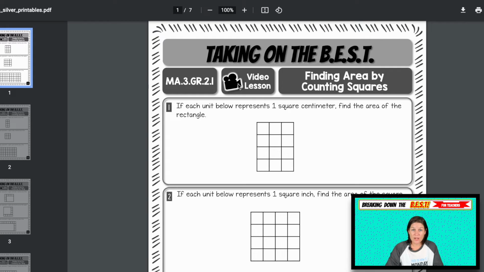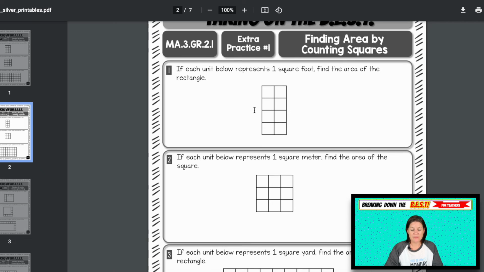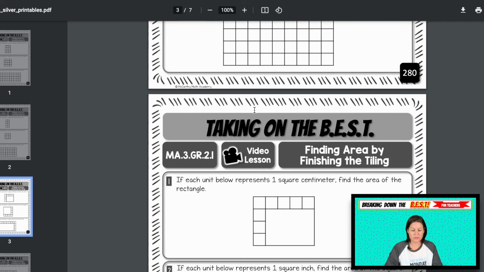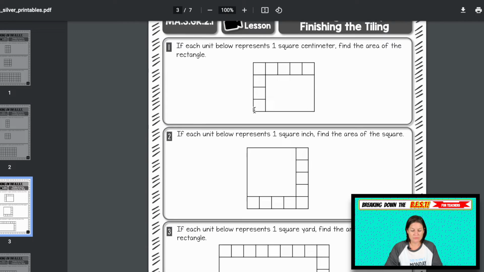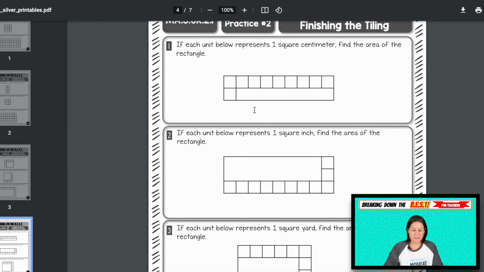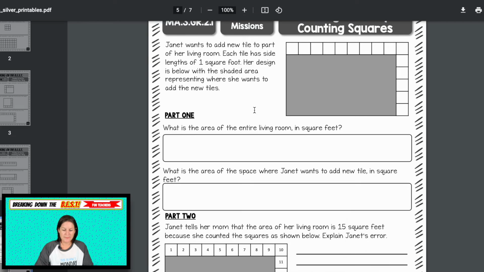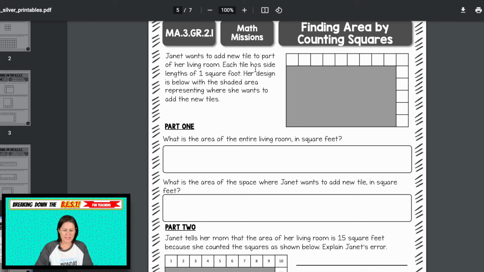So you can see here, this is the bronze video lesson printout. And then you have extra practice afterwards. So after your students watch it, you can make sure that they've got it down with extra practice after they've taken down their notes from the video lesson. Extra practice 2 with tiling. This is a math mission. Right here it says Janet wants to add new tile to part of her living room. Each child has side lengths of 1 square foot.